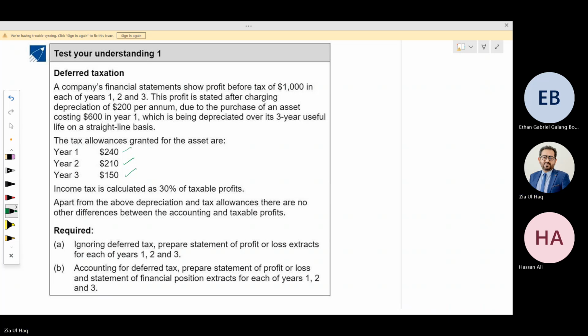Altogether, it is 600. But they are not allowing us; you can charge 200 each. Income tax is calculated as 30% of taxable profit, according to our actual profit. What is actual profit? 1,000. How much tax are we charging? Based on 1,000, 30%, 300, 300 each year.